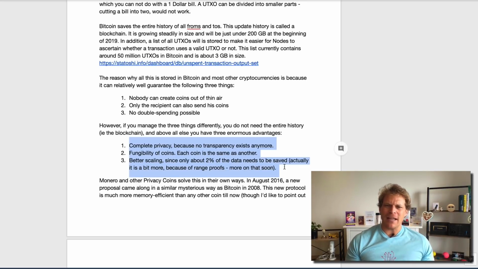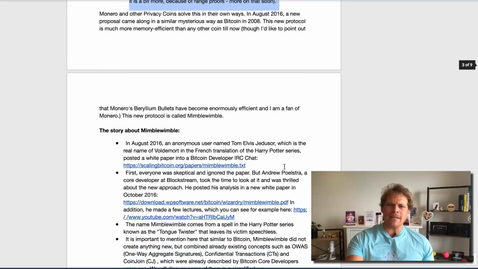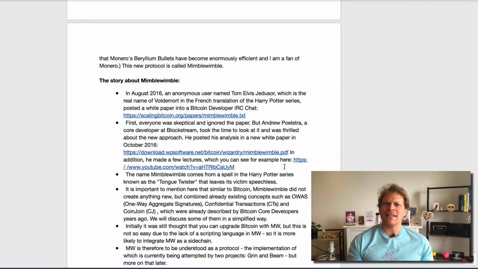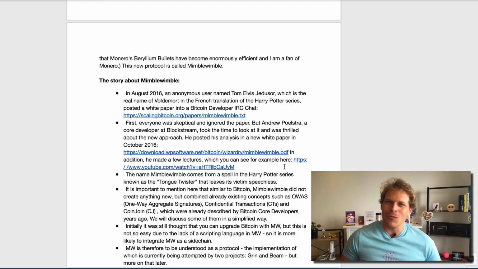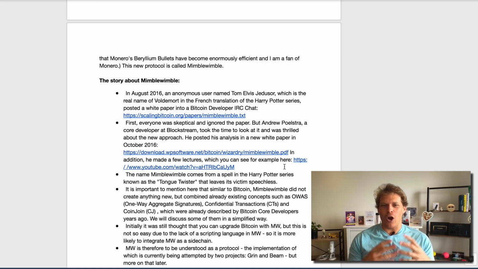But what's very interesting, in August 2016, there was this new protocol that came around, and it's called Mimblewimble. And it was actually a very mysterious way how Mimblewimble basically got into this world. It's very similar to how Bitcoin got into this world in a mysterious way. In this case, there was this anonymous user called Tom Elvis Jedusor. And this is just a story out of the Harry Potter series. It's the French translation for Voldemort. It's Voldemort, and it's actually the actual name of him.